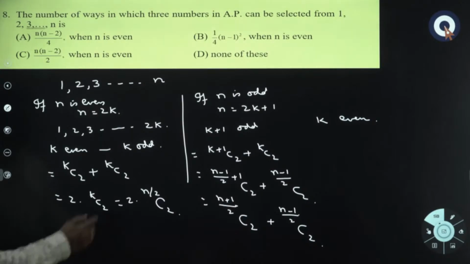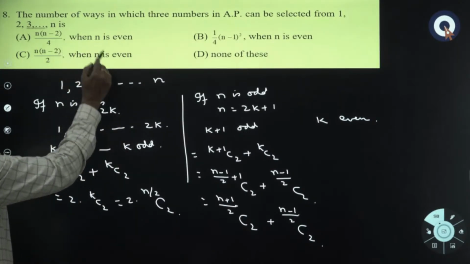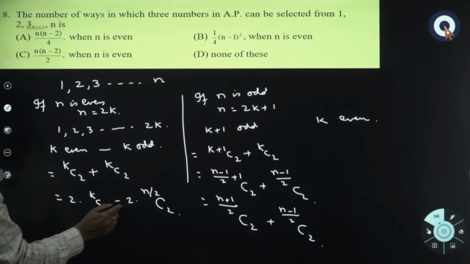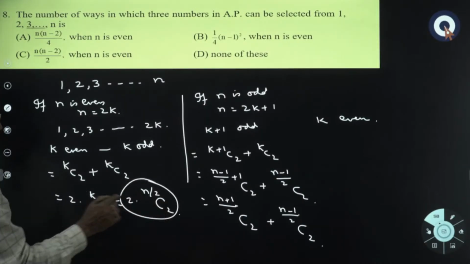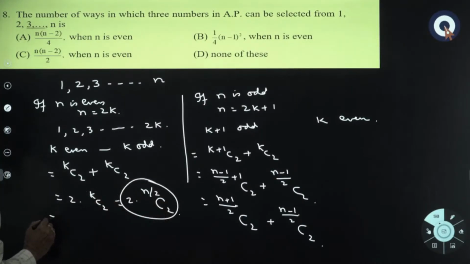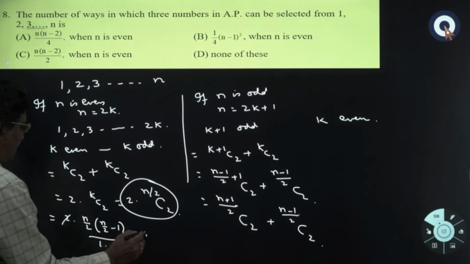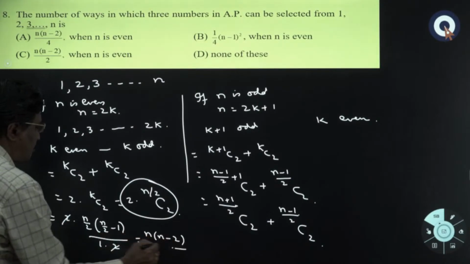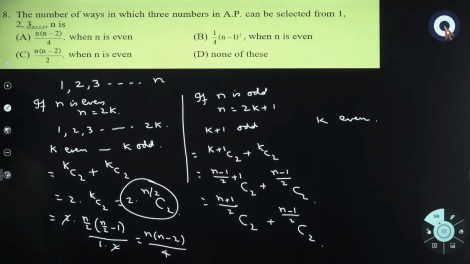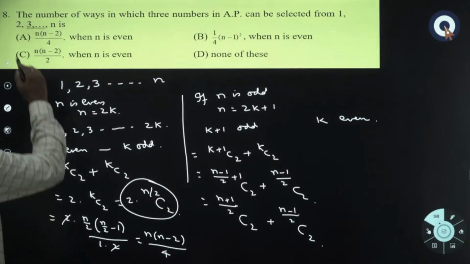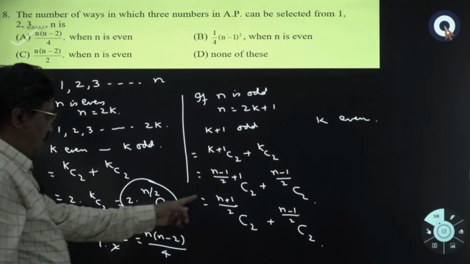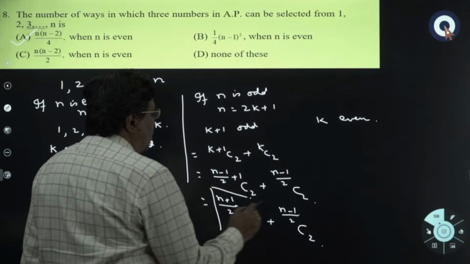So when n is even, as asked, I have done both the cases. You can just simplify this for your current purpose of getting the answer. So this is 2 into n by 2 into n by 2 minus 1 by 1 into 2. So that becomes n into n minus 2 by 4. So n into n minus 2 by 4 will be the number of APs that you get when n is even, and if you simplify this, you get one answer.